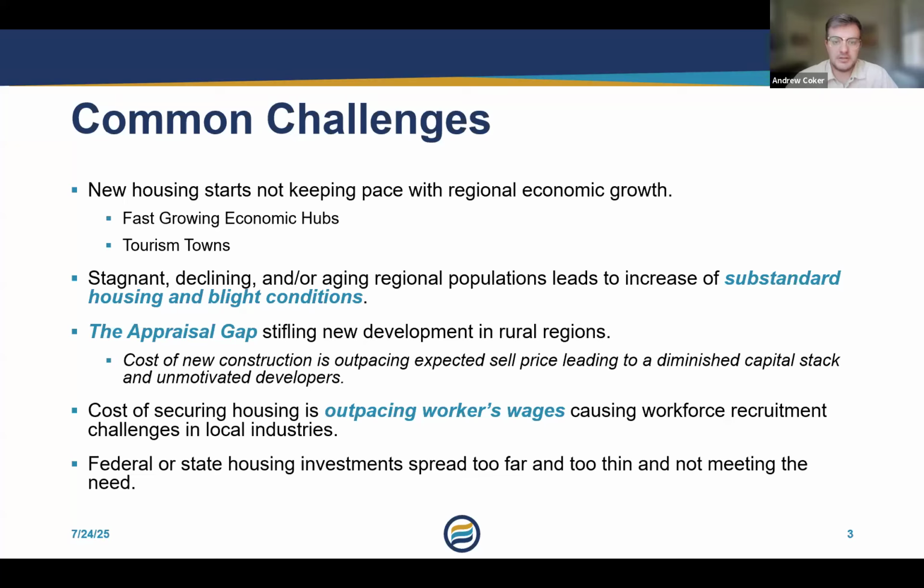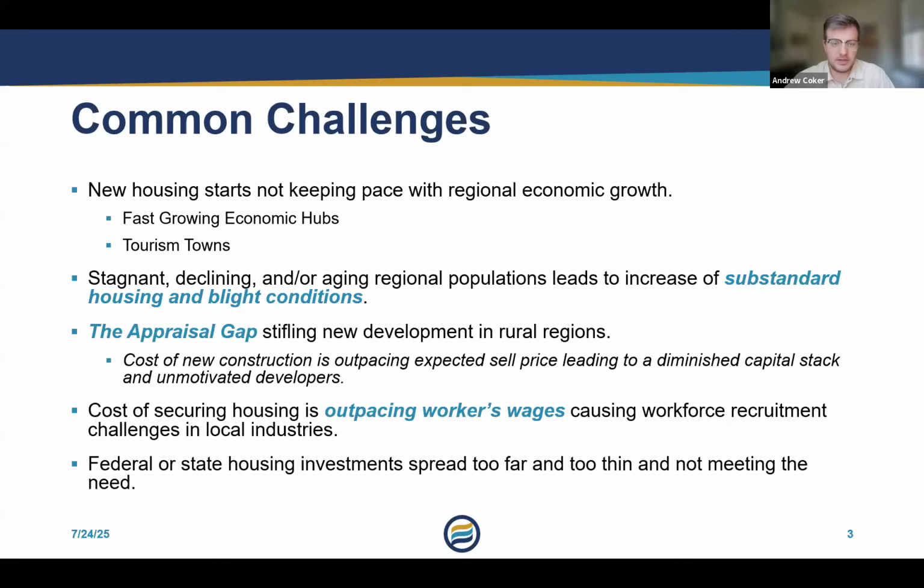With that, the aging regional population question really comes into play. In my personal experience working at a regional organization, we had a slightly declining, stagnant population growth region, as well as the compounding issue of aging populations and what happens to those properties whenever those people pass away.